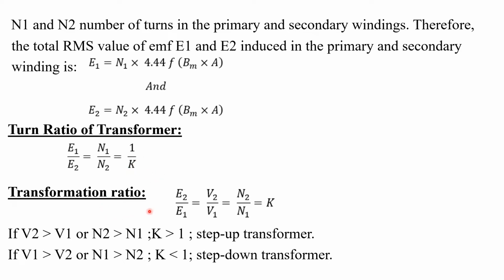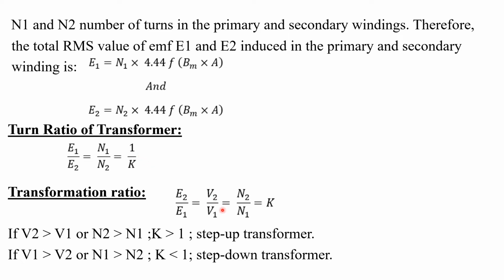So now let us see what is meant by transformation ratio. Transformation ratio K is nothing but the ratio of EMF induced in the secondary to the EMF induced in the primary, or simply N2 divided by N1 or V2 divided by V1. So from these two equations we can simply see that transformation ratio and turns ratio are just reciprocal. E2 by E1 will be K and E1 by E2 will be 1 by K.